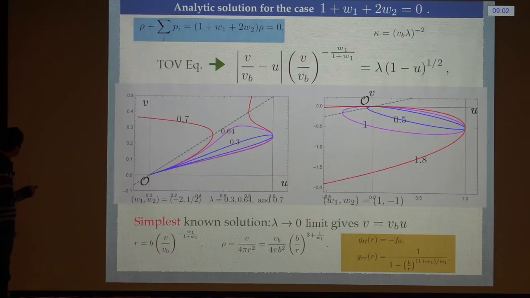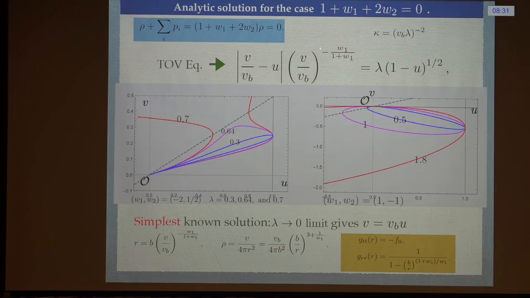So, okay. There are analytic solutions we can give; you can solve exactly. For example, for this case, where the energy density plus pressure vanishes, then the TOV equation can be solved explicitly to give this curve. And the solution curve takes this form. This is for the phantom-like case. This is for the negative energy case.